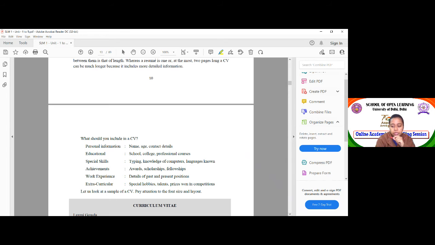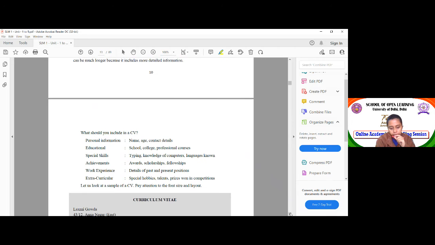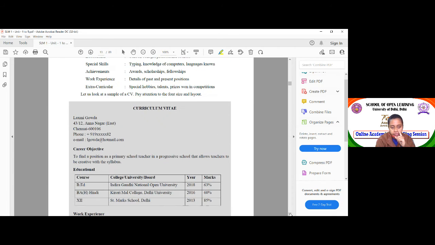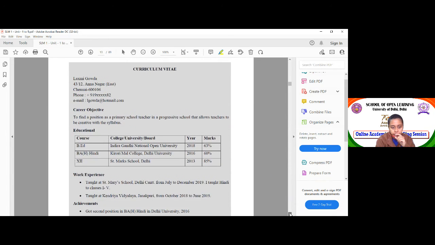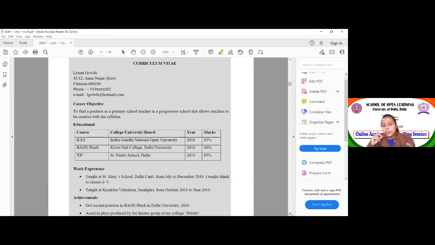So they have given you an example of a CV, as you can see. They started with the personal details, as it was said, the name, address, phone number, email ID. The contact details, as you can see, are very important. Then they have something called the career objective. What is the career objective? What is exactly your career objective? Like, what do you see yourself doing in life?